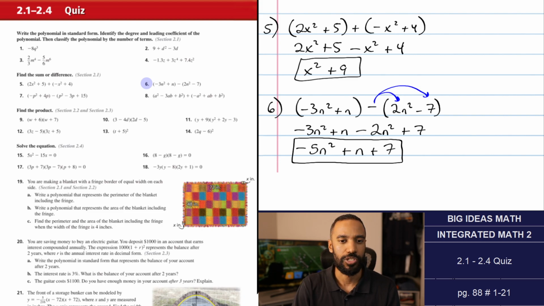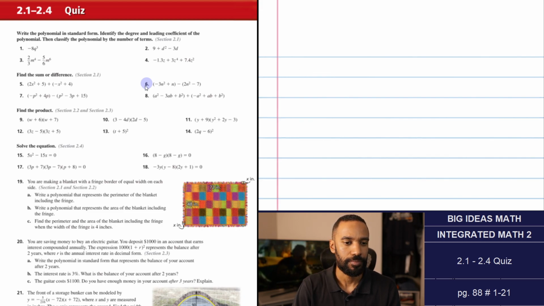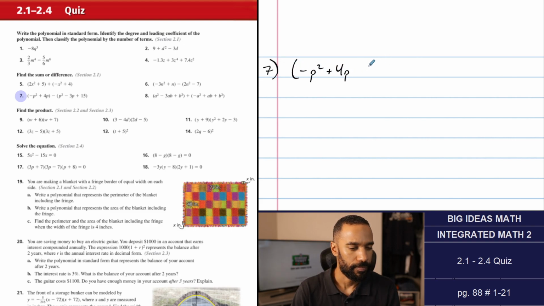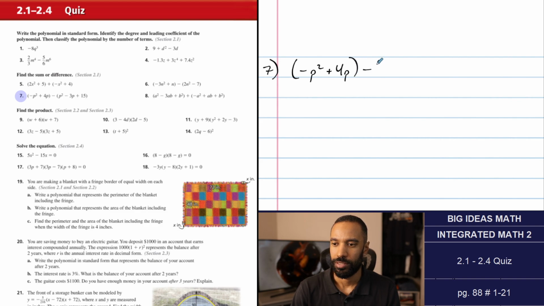Okay, let's move on to number 7. Negative p squared plus 4p. Negative p squared plus 4p. Minus p squared minus 3p, the quantity p squared minus 3p plus 15.